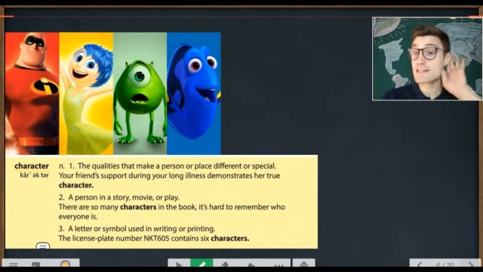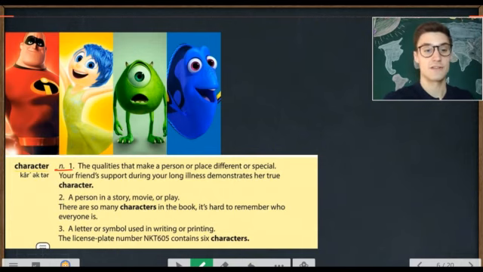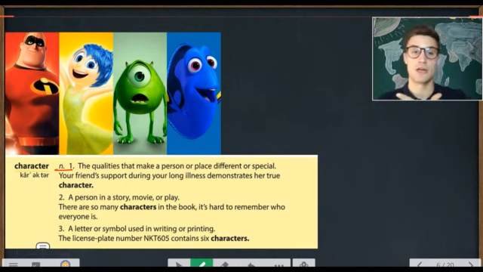Next up, it's character. Great. Character has 3 noun meanings. First, it's the name of the qualities that make a person or place different or special. You have a good character, your qualities. You are nice, you're smart, you're funny, you have a good character.